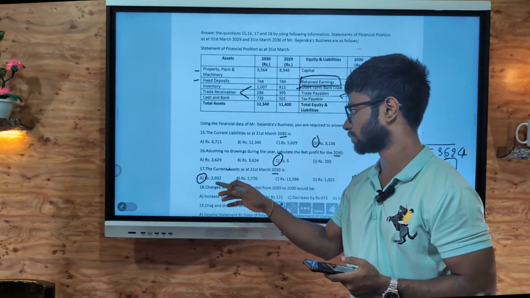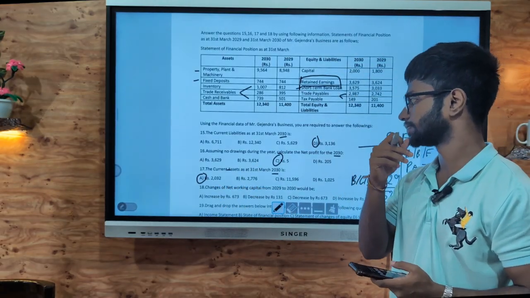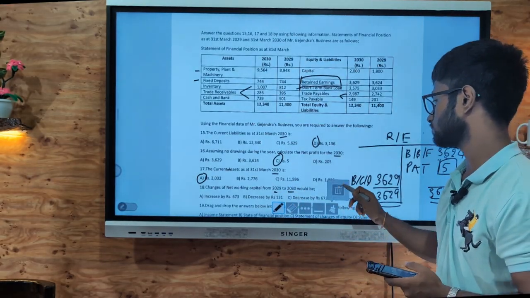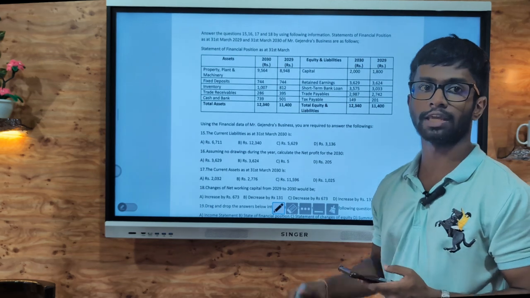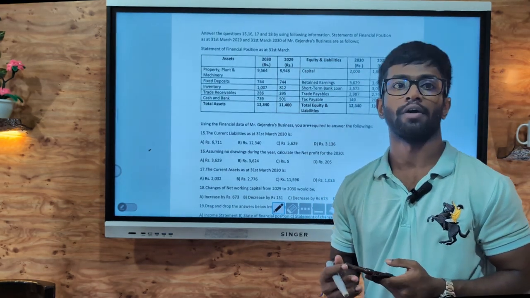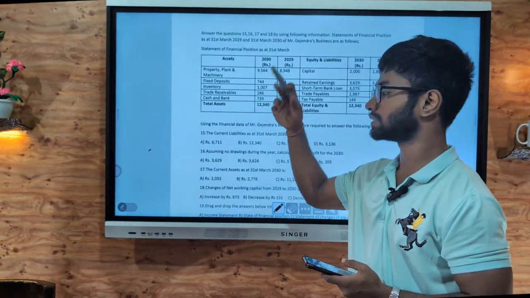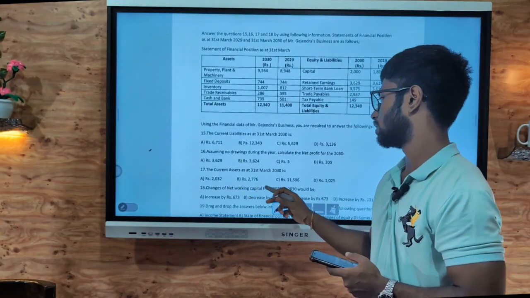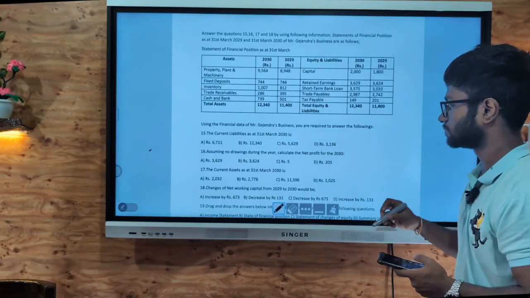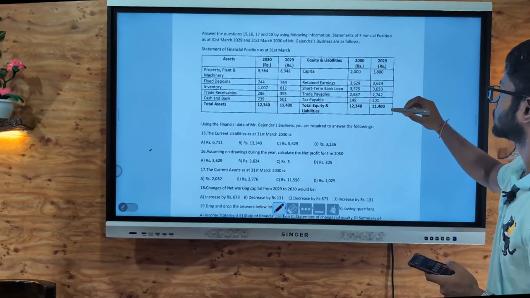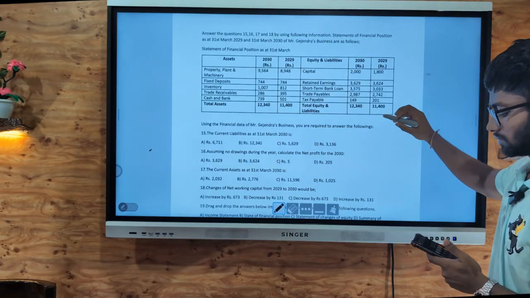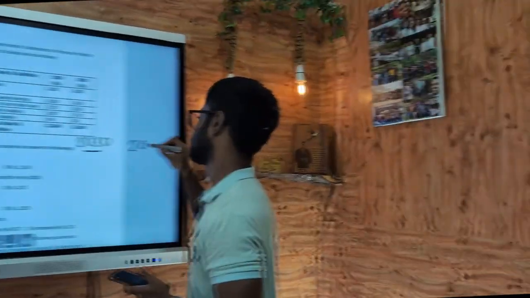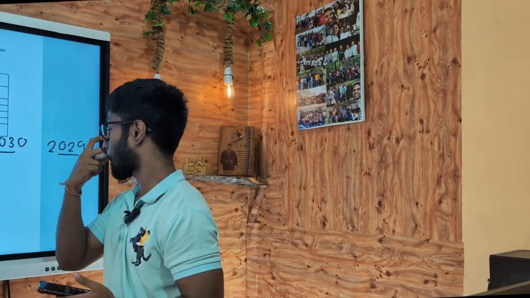Your 18th question, we have to get the changes of net working capital for 2029 and 2030. So keep in mind, working capital is the difference between your current assets and current liabilities. So we have to get the difference of 2029 and 2030. How we will do this is, I will do it here. 2030, we'll do it here. 2029, we'll do it here.